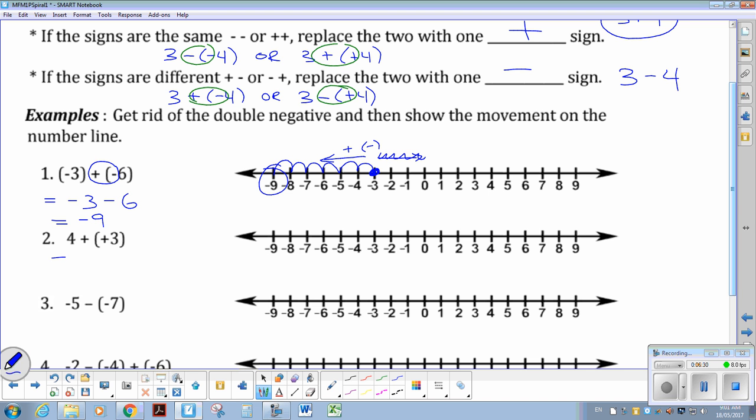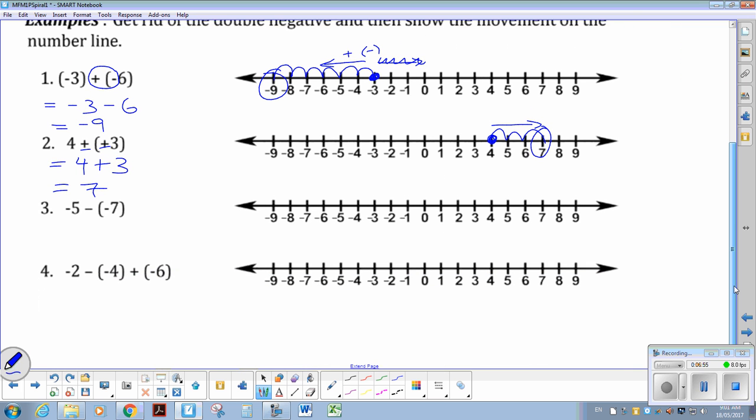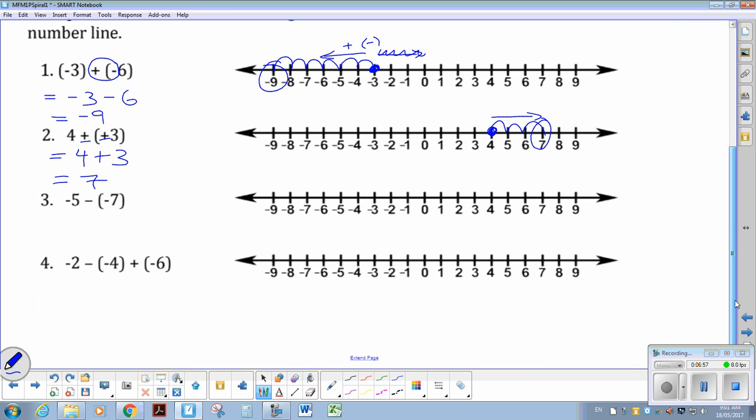In the next case, we have 4 plus, so I'm adding good things to your life, so that means the overall sign would be plus. If we go to the number line, we're adding positives. The positives are that direction, so we're going to add those 3 positives, which gives us 7. 4 plus 3 is 7. So you can see how removing the double signs makes the actual operations a little bit easier.